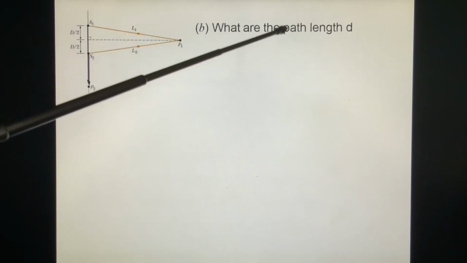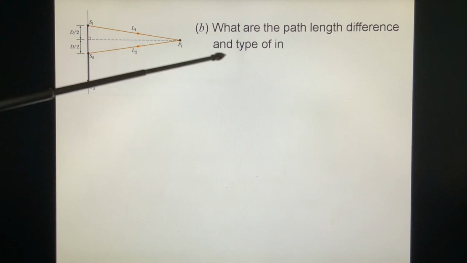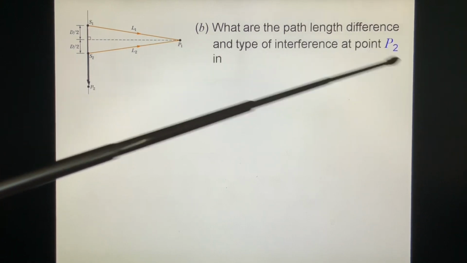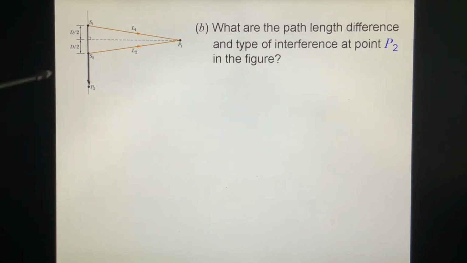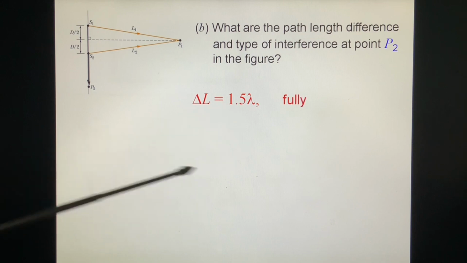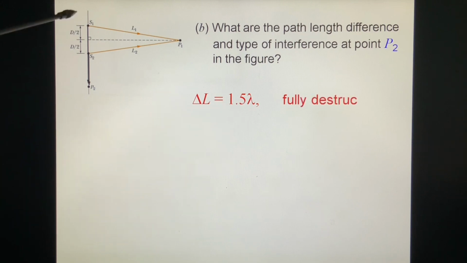What are the path length difference and type of interference at point P2? P2 is on the line extended from the sources. We know the difference between L1 and L2 is always d, and d is 1.5 lambda. So delta L equals 1.5 lambda, which means the sound here is always fully destructive.